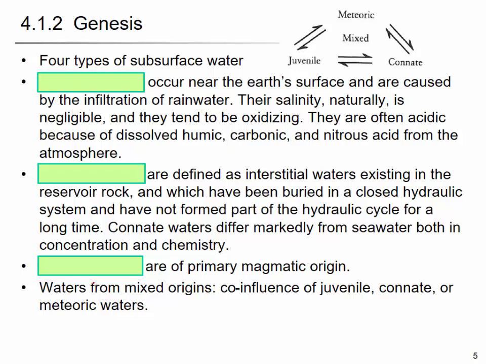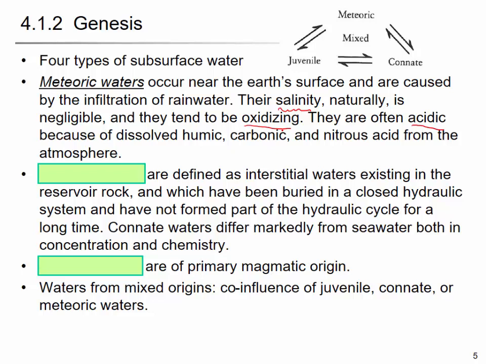There are 4 types of subsurface water. First is the meteoric water. So it's just the tap water coming from rain. Rain gets permeated into the soil, and it may go deep, and it's often acidic, and salinity will be very low, right? So it will have a very low salinity, and it will be oxidizing.